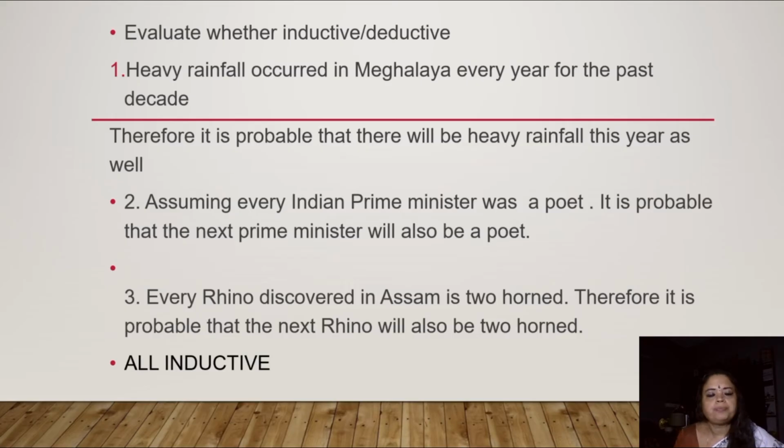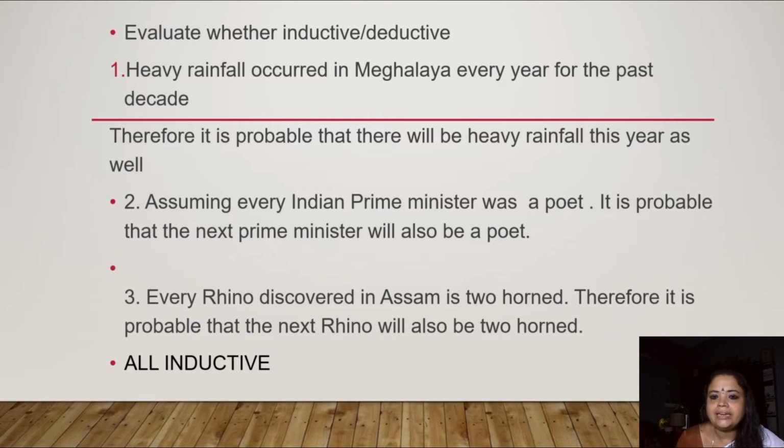So here we have some statements. You have to find out whether the statements are inductive or deductive. So first one, evaluate whether inductive or deductive. Heavy rainfall occurred in Meghalaya every year for the past decade. Therefore, it is probable that there will be heavy rainfall this year as well. So you can see that the future is repeating the past. Therefore, this is an inductive argument.